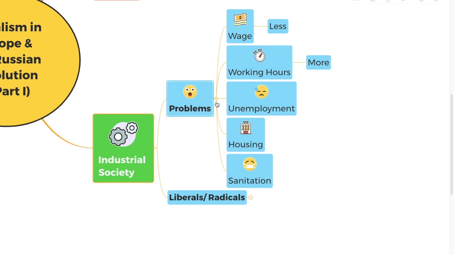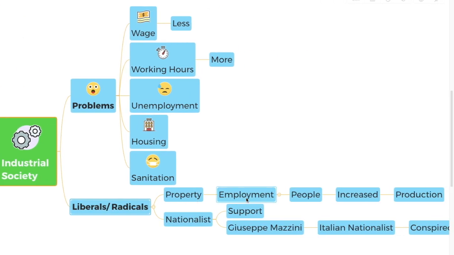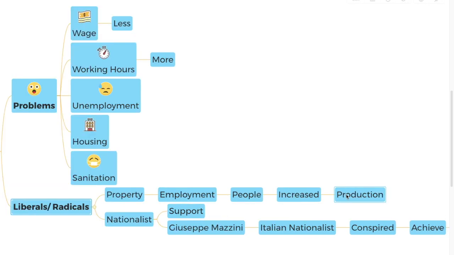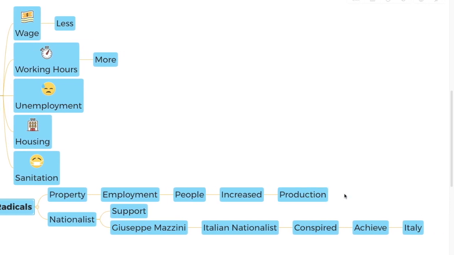Then what did the liberals and the radicals think about? They thought that they had properties. They decided to employ people, which increased their production of goods. Slowly the nationalists also started to support this idea. One of the people who also supported was Giuseppe Mazzini, an Italian nationalist who conspired to achieve the same thing in Italy.